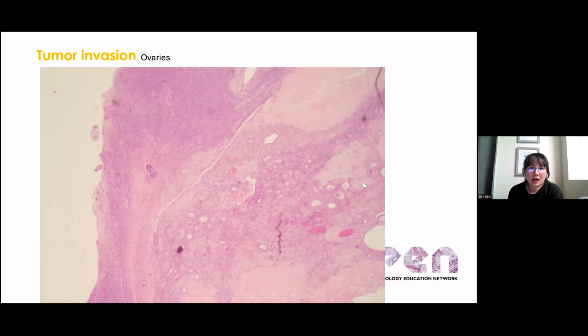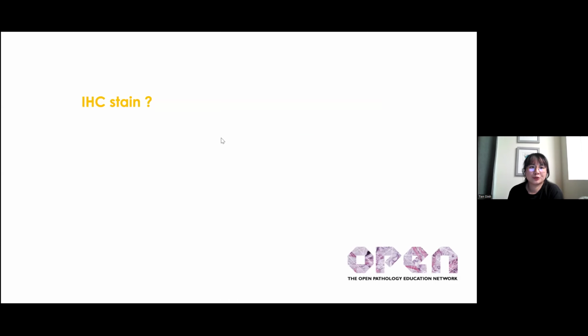This is another section of the ovaries. You can see the corpus albicans that we usually see in postmenopausal women and very many small coiled vessels in the hilum. And we can easily notice that there are neoplastic cells over here, which means the tumor has already invaded the ovaries. So we can come to the IHC stain.